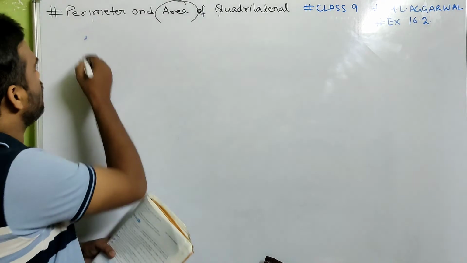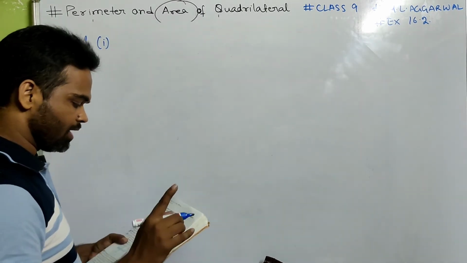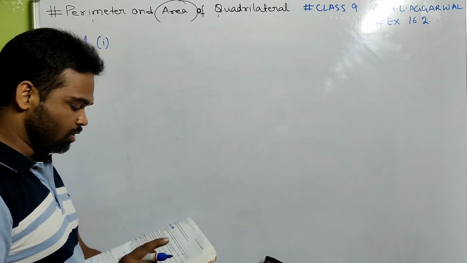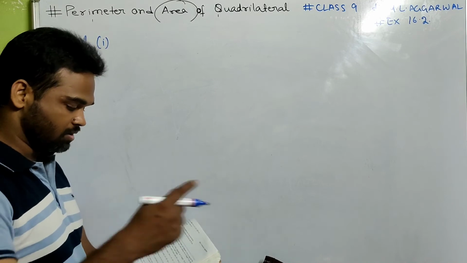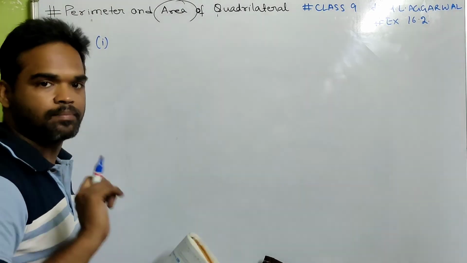Now look at sum number 1, part 1. Find the area of a quadrilateral whose one diagonal is 20 cm long and the perpendiculars to this diagonal from the other vertices are of length 9 cm and 15 cm.